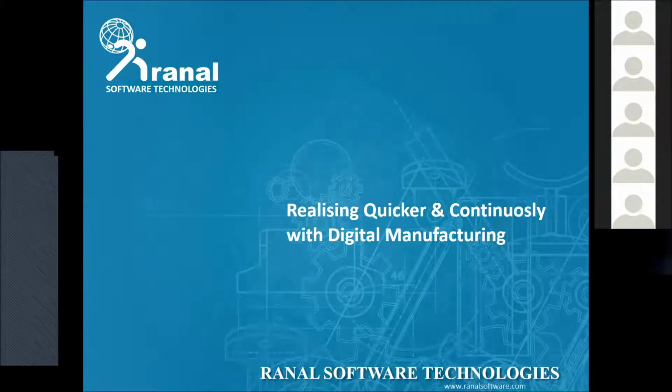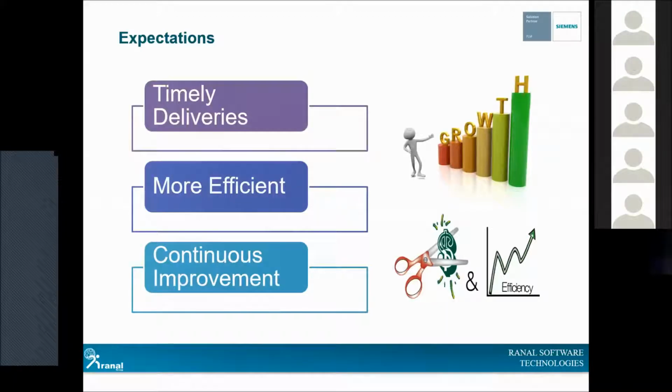The topic that we are looking to cover today is realizing quicker and continuously with digital manufacturing. So let's look at first the typical trends, challenges, or expectations that are coming from all the manufacturing companies. One, of course, is timely deliveries. The second one is to be more efficient, and continuous improvement from what you have today. So these are the three pressures which are building up more and more on the customers.